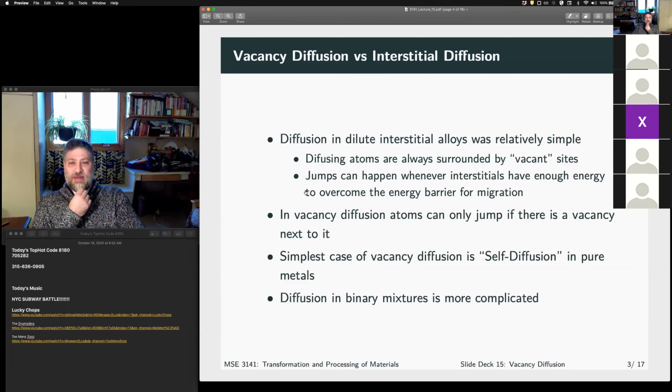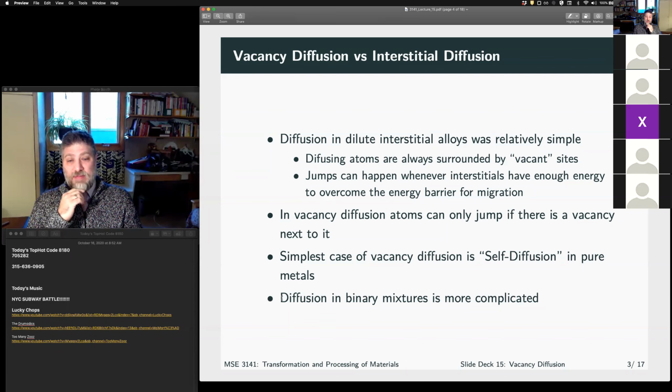We'll start by talking about self-diffusion. Self-diffusion means essentially A in A, but the key difference we need to talk about here is that in interstitials, the diffusing atoms were always surrounded by other vacant interstitial sites. So the jumps could happen whenever the interstitials had enough energy to overcome the energy barrier for migration, or delta GM. Now we're in the regime where the atoms can only jump if there is a vacancy next to it.